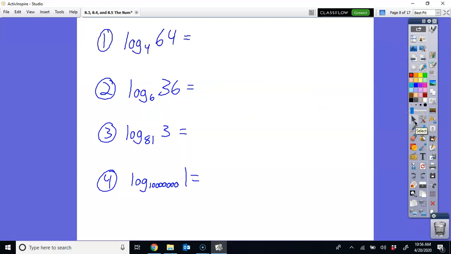So I have these 4. If you want to pause the video here and try these, you're welcome to do that. Remember, it's this base raised to this exponent equals this number. But Mr. Harrison, there ain't no number over there. You're right, because that's what we're doing now. We're trying to actually figure out what the answer is.